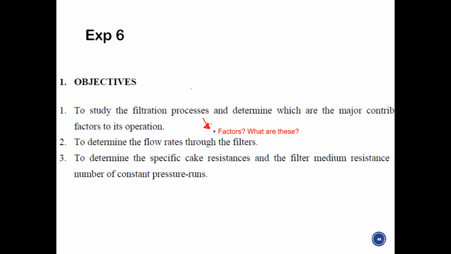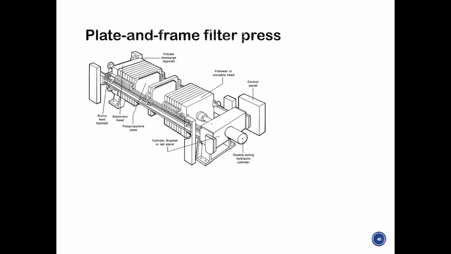The second one is to determine the flow rates through the filters. Flow rates of what? Okay, so we need to figure out what we are trying to find out. To determine the specific cake resistance and the filter medium resistance. Well, what are these? Let's go through the slides and figure them out.